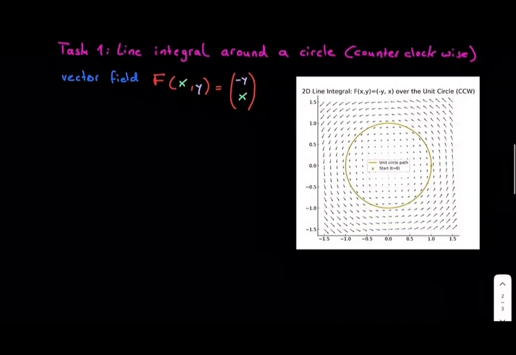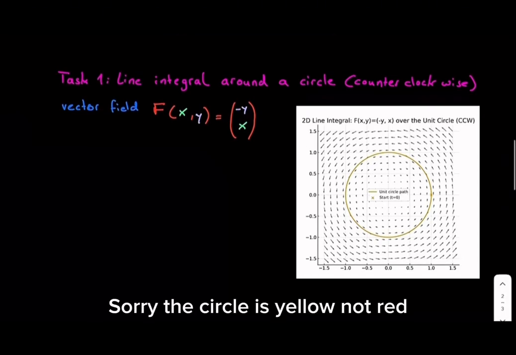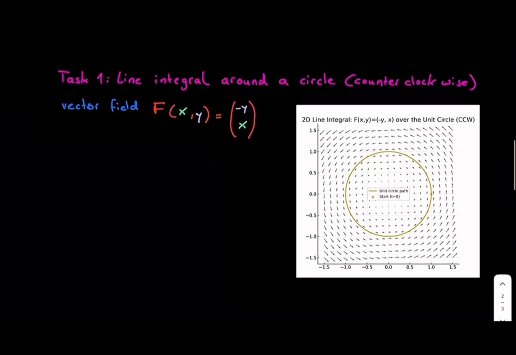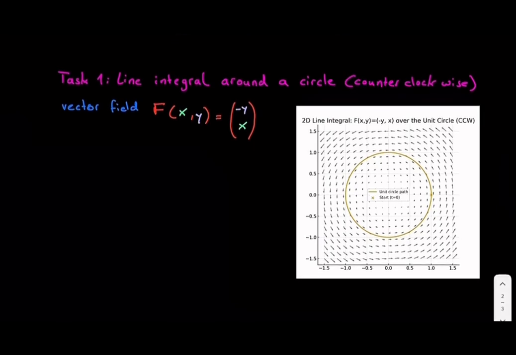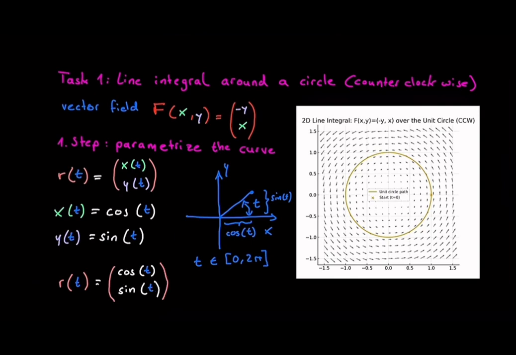Example 1, the circle. Take a look at this graph. You see the vector field spinning around the origin and the red circle path going counterclockwise with the start point marked. Now, let's compute the line integral of the field f of x and y equals minus y, comma x, along that unit circle. The parametrization of the circle is cosine t and sine t.